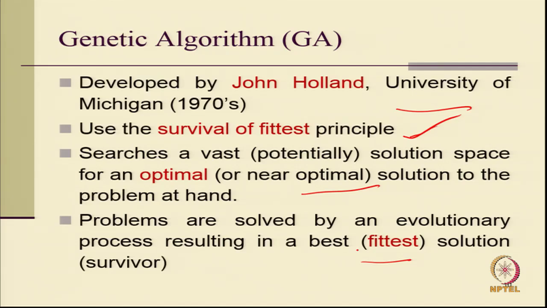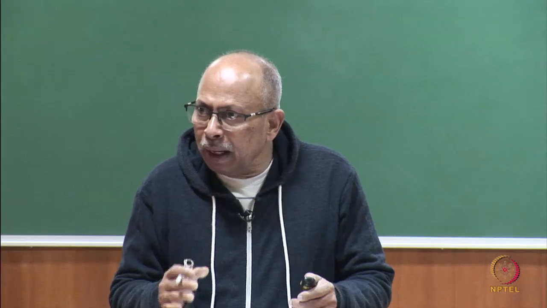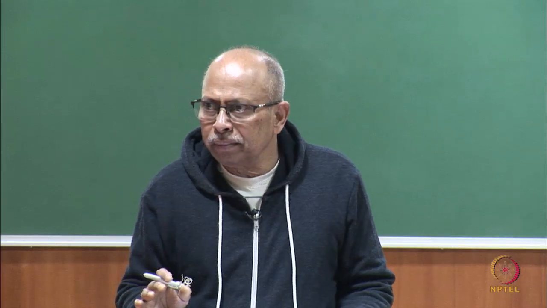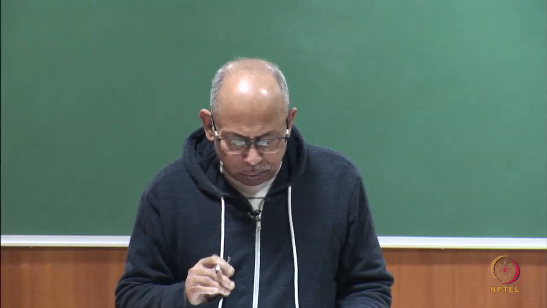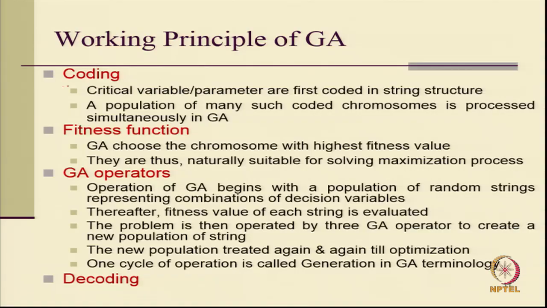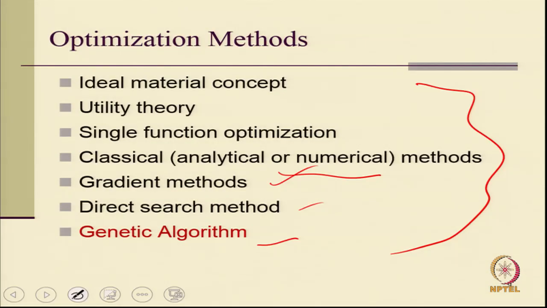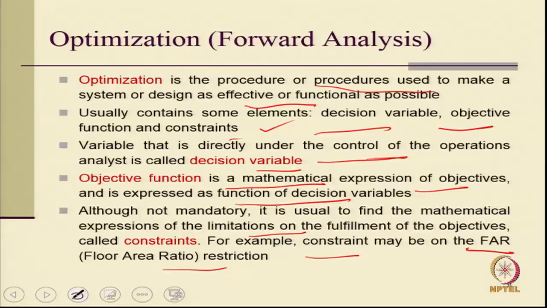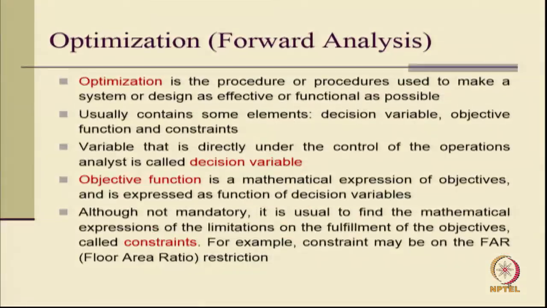So, the fittest solutions are allowed to survive, unfit ones are removed out of this. A simple example I will show you. So, the first thing done is coding. Variables are coded. Let us say I have 8 orientations, right.